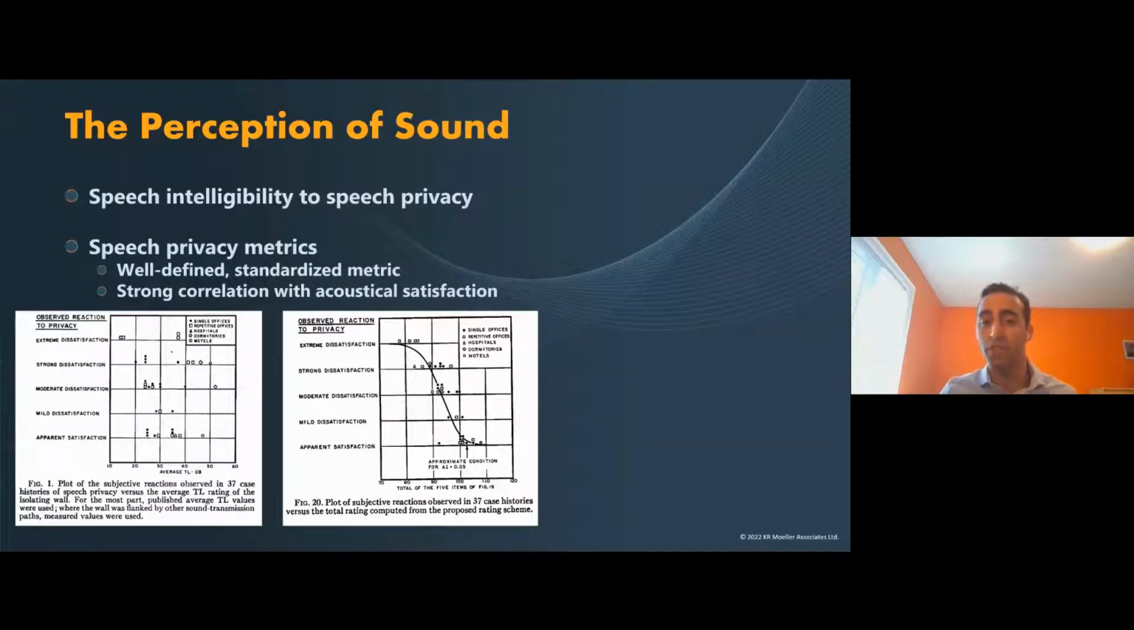For example, in open plan areas, expectations are satisfied when speech intelligibility is lowered and when noises become less distracting rather than becoming inaudible.